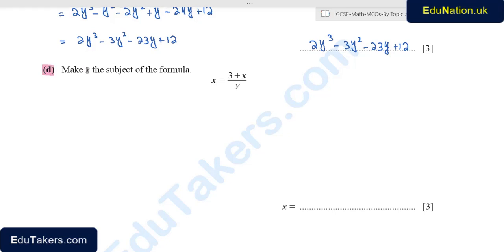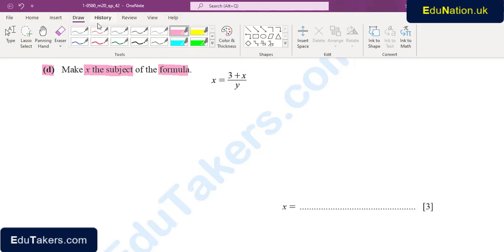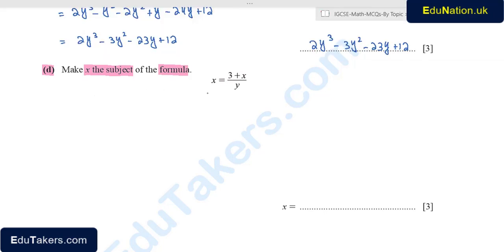Part D is make x the subject of the formula. x is equal to 3 plus x over y. So by cross multiplication, this is xy is equal to 3 plus x.